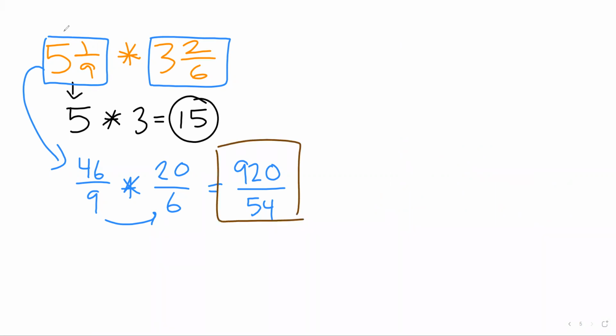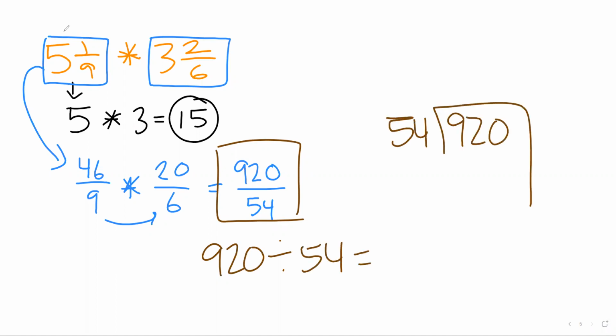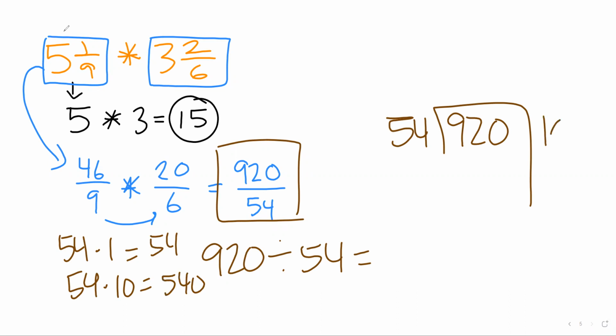Because it's top heavy, this says 920 divided by 54. So let's do that. Now that's big. But again, remember, if I know 54 times 1, then I know 54 times 10. If 54 times 1 is 54, then 54 times 10 is 540. And that's a good first chunk. I'll take that away. My bottom is bigger, so I'll regroup. That leaves me with 380.